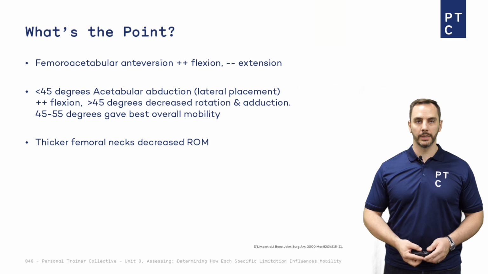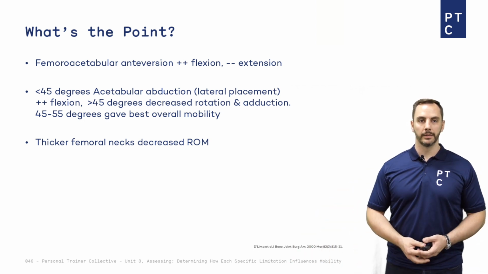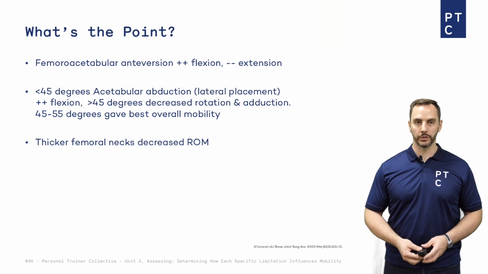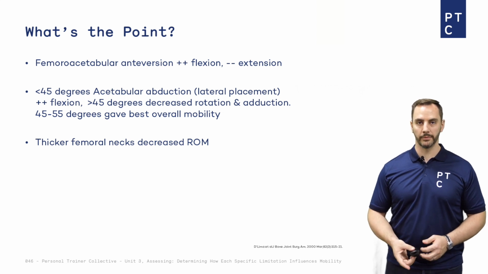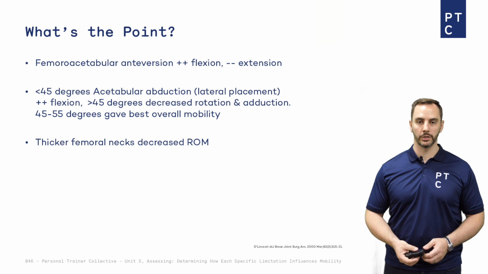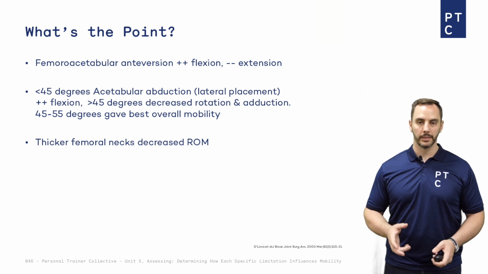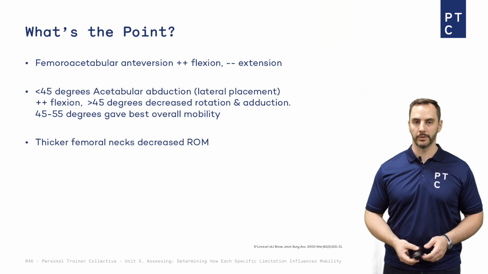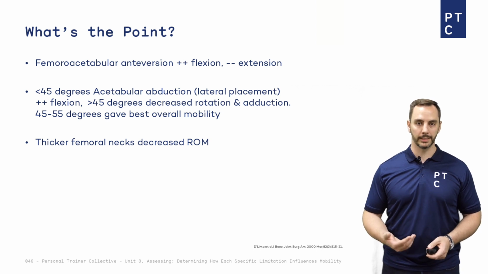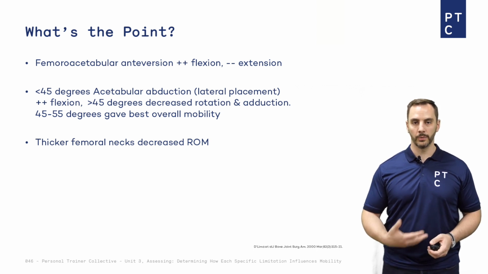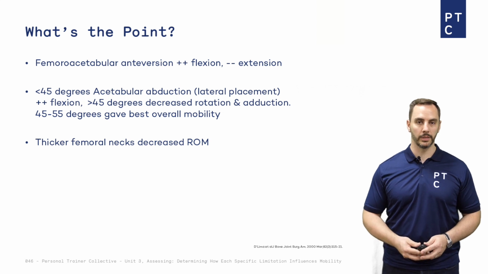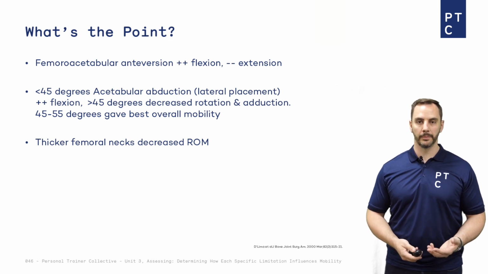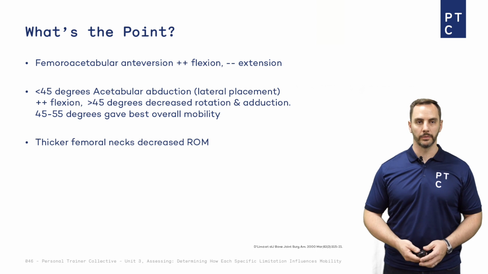Less than 45 degrees of acetabular abduction, meaning out to the side, will create a greater amount of flexion. Greater than 45 degrees decreases the rotation and adduction available in that hip. Somewhere to get the greatest amount of mobility overall is between 45 to 55 degrees. Now, it's very tough to be able to see this without x-ray vision, so doing basic passive assessments is the best way that you can develop that kind of visual appearance as far as what that hip can do.